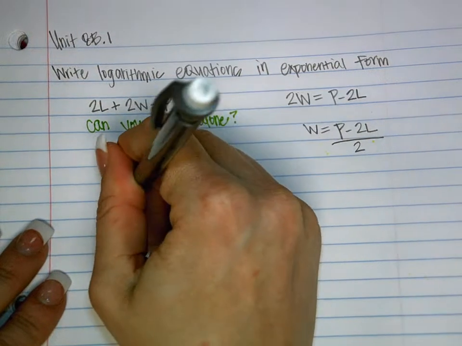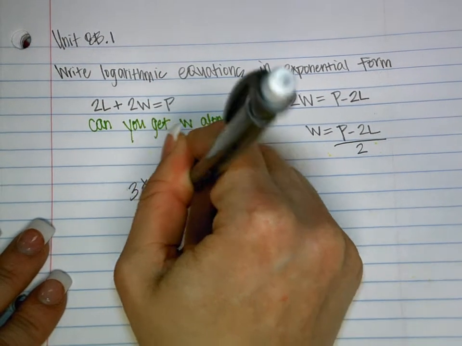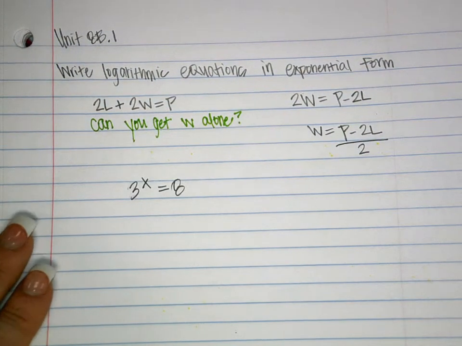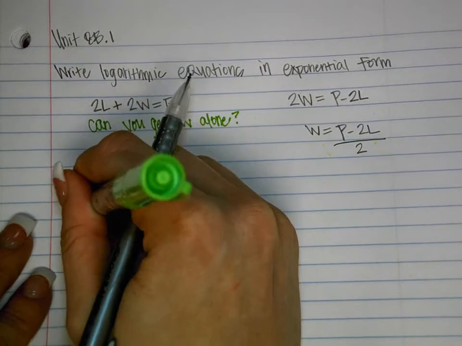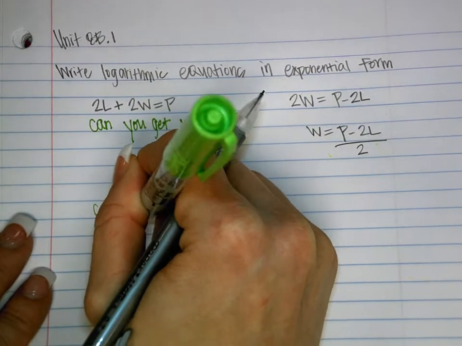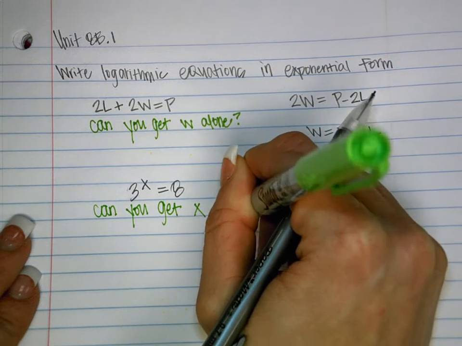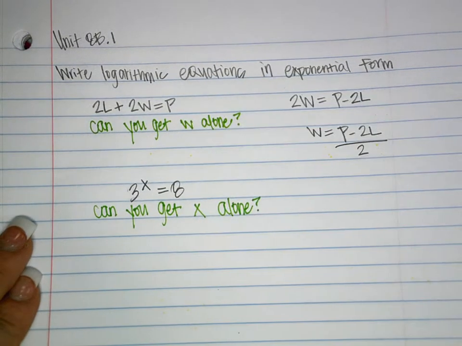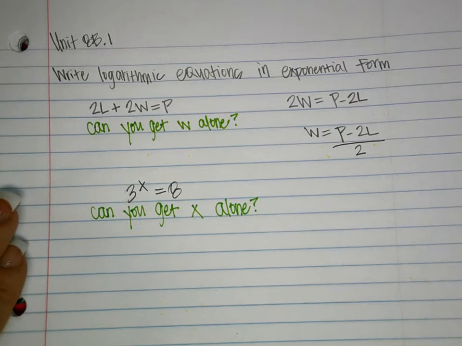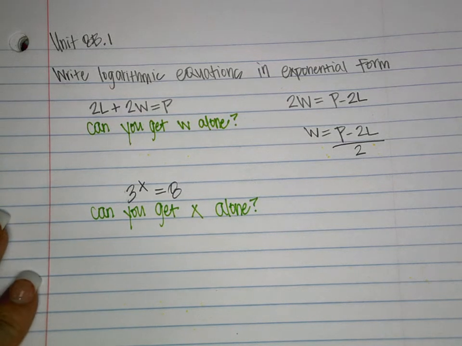What if I gave you something like 3 to the x equals 8? Can you get x alone? Can we solve that? 3 to what power equals 8? Is that one that we just automatically know? No. We do not know that.